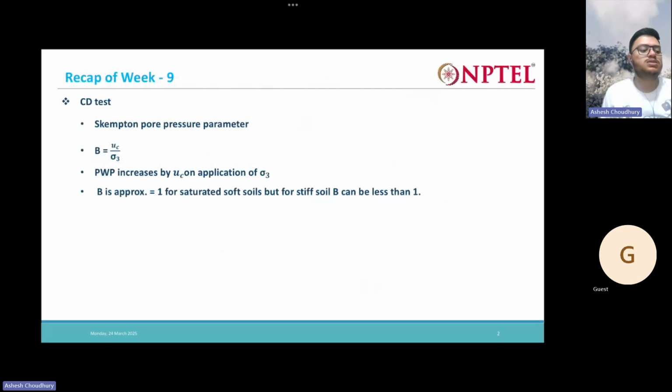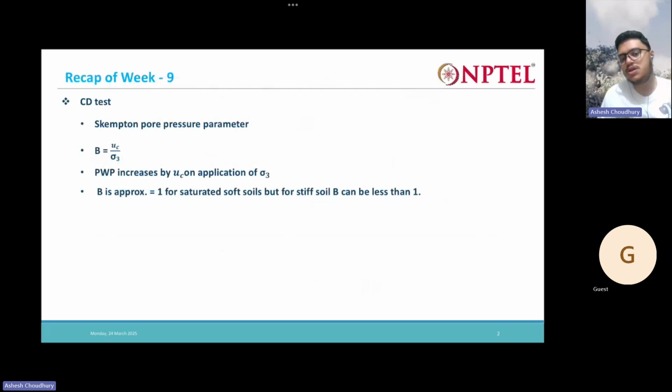In the consolidation stage of the CD test, we apply the cell pressure, or confining pressure, and then we allow the soil sample to consolidate under that particular cell pressure, right? After consolidation is complete, we start the shearing stage. In the shearing stage, as it is a drained test, we open the drainage valve and we slowly apply the deviatoric stress. Slowly increase the deviatoric stress or the axial load, and we start the shearing of the sample.